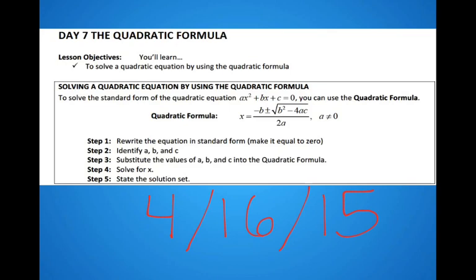Alright, so here's the quadratic formula. I'll let you look at it, pause it, and write it down if you need to. I'm just going to keep applying it to the examples.